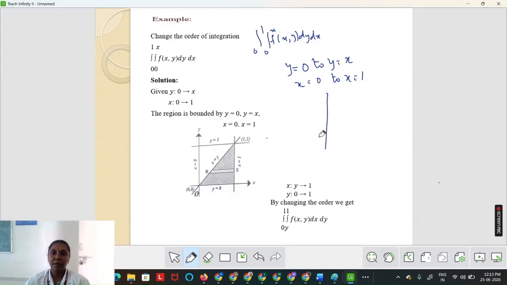Now draw the plane: x-axis, y-axis, y equal to 0 at the x-axis, x equal to 0 at the y-axis. Draw the line y equal to x and x equal to 1. Cover the region. By changing the order, we draw the strip parallel to the x-axis.